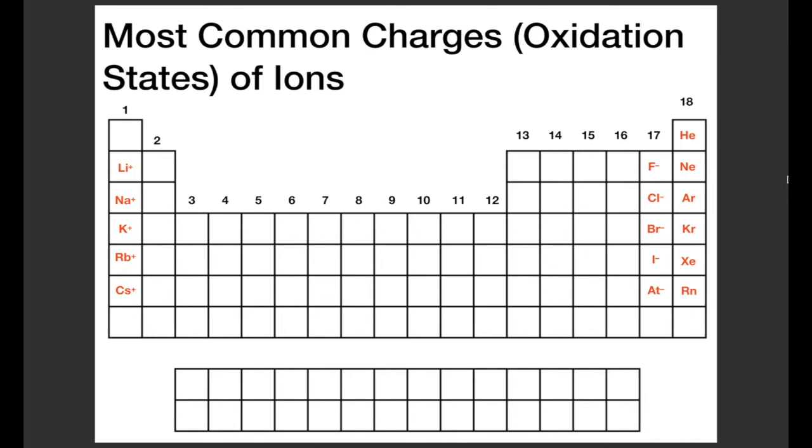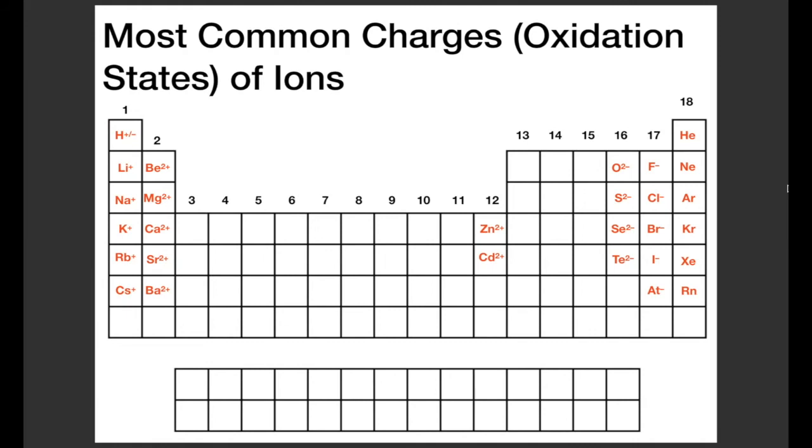Hydrogen, being in a group by itself, has a tendency to form either a +1 or a -1 charge. When it forms a -1 charge, we call that a hydride, and when it forms a +1 charge, we call that a proton. The alkaline earth metals have a tendency to form +2 charges, while the chalcogens have a tendency to form -2 charges. From this point on, I'm just going to point out common oxidation states of a few additional elements on the periodic table.